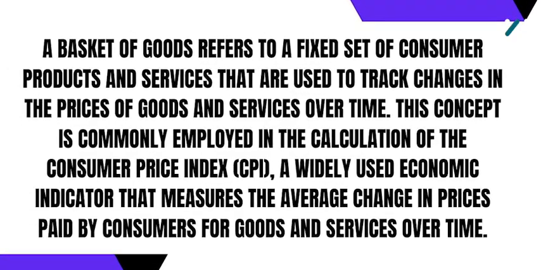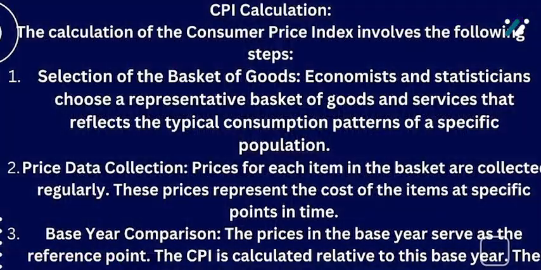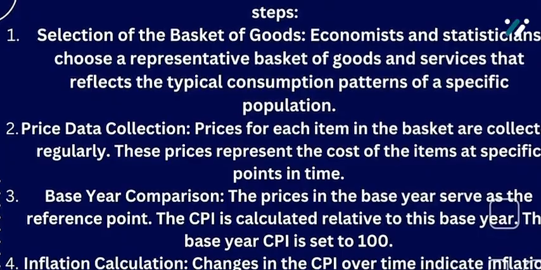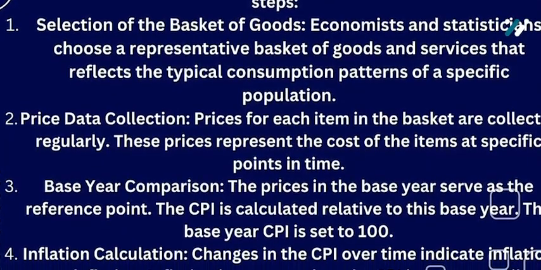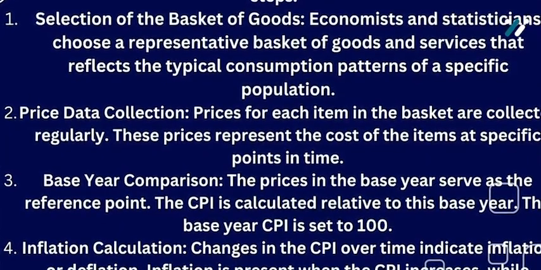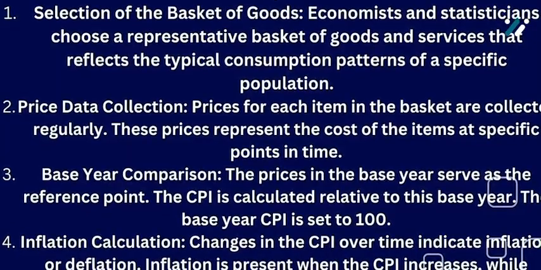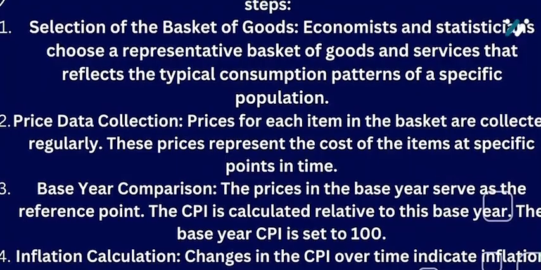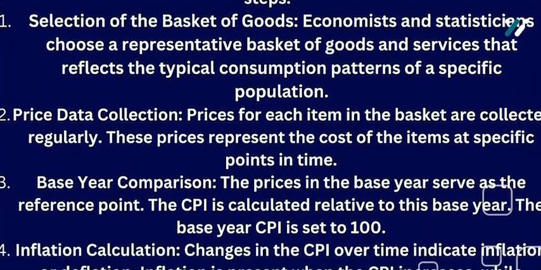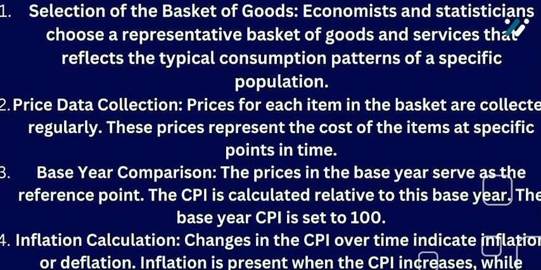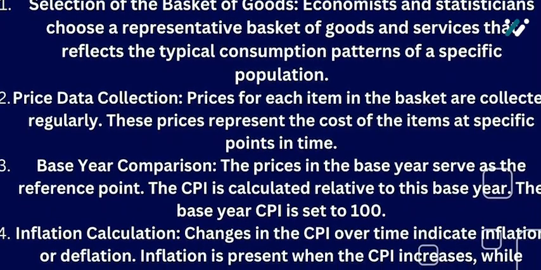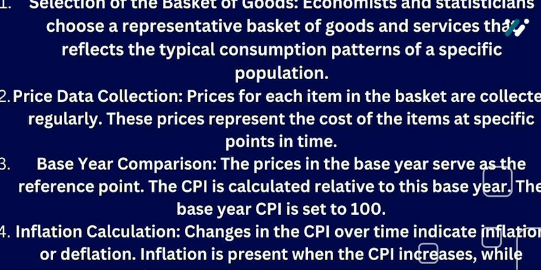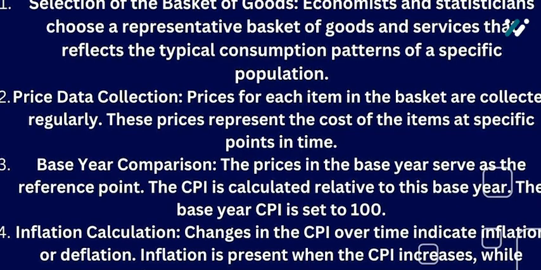The calculation of the Consumer Price Index involves the following steps. Selection of the basket of goods. Economists and statisticians choose a representative basket of goods and services that reflects the typical consumption patterns of a specific population. Price data collection. Prices for each item in the basket are collected regularly. These prices represent the cost of the items at specific points in time. Base year comparison. The prices in the base year serve as the reference point. The CPI is calculated relative to this base year. The base year CPI is set to 100.